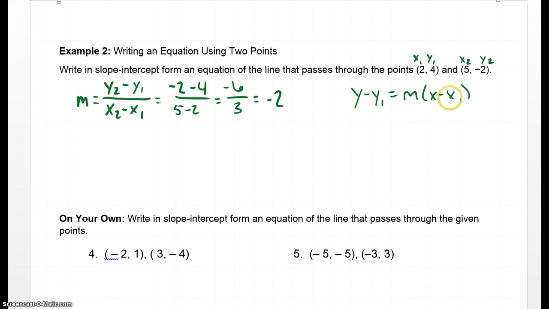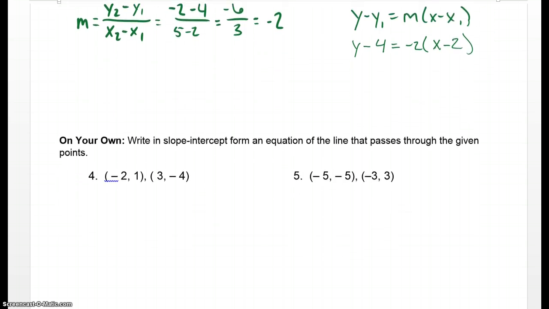And remember, if I ever go too fast, you can always pause, replay. So y is just y, minus y sub 1 is 4, equals the slope we just found over here, negative 2, times x minus x sub 1, which is 2. And that's it. That is your answer. We have written an equation in point-slope form. Okay, and you're going to do 2 of those.